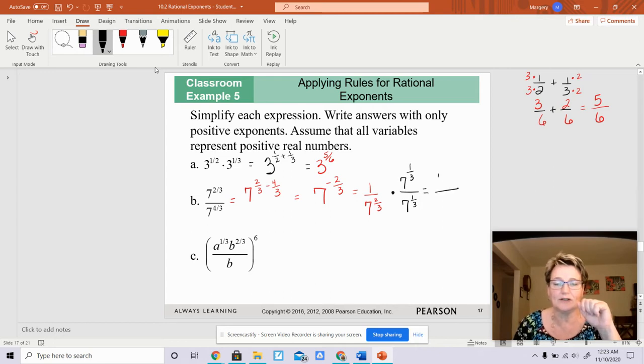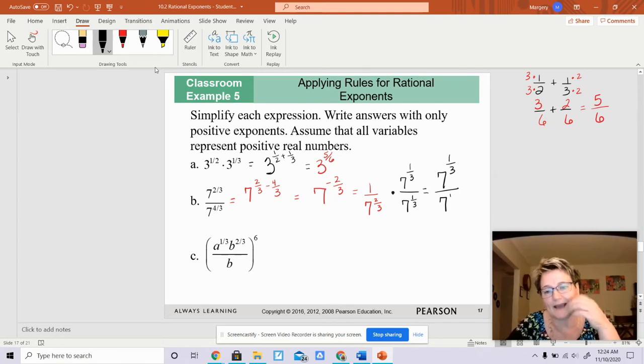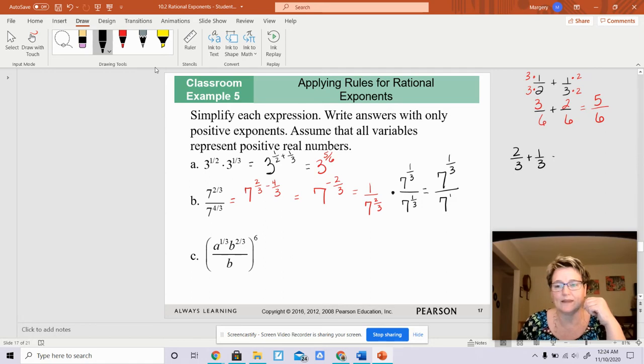So my numerator is going to be 7 to the 1/3. My denominator is going to be 7 to the first power. You don't really have to put the 1 there, but you can. And the way I did that was 2/3 plus 1/3 gave me 3/3, which is just 1. All right, just to show you the math on that part.